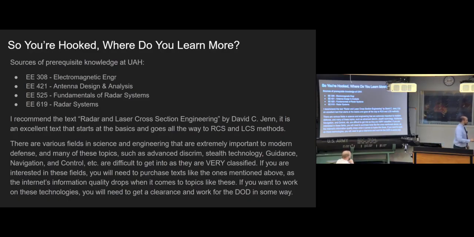I mentioned this, but we're going to go over it one more time: various fields in science and engineering that are extremely important to modern defense. Many of these topics, advanced discrimination, which is, what am I seeing in this radar return? Stealth technology, guidance, navigation, and control, the books on missile guidance, etc., are extraordinarily difficult to get into because they are very classified. They're the basis of modern defense. Everyone wants to have the best versions of this stuff. As of now, the United States does have the best versions, so you're in the best place if you're interested.